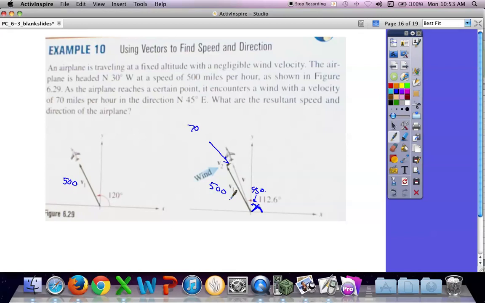They're asking us for the resultant speed and direction of the plane. Again, what does resultant mean? The sum of the two, right? So if you take this vector and then tack on the end of it this vector, then you get the resultant, which would be this vector. And we want to know what is the speed and direction.